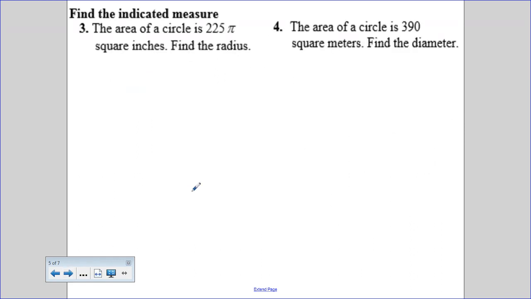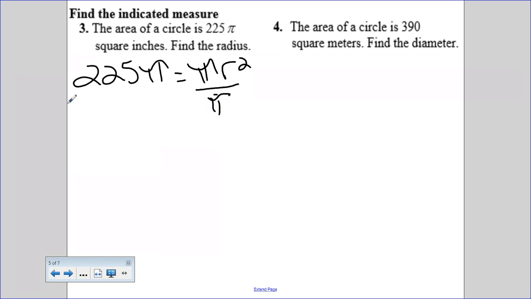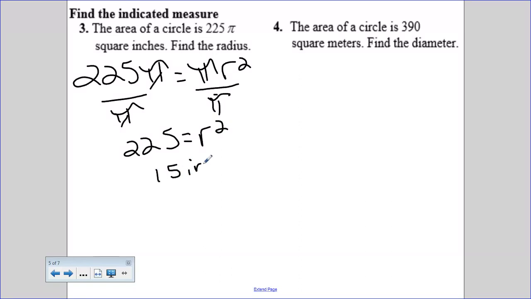All right, now we're going back to our area formula. The area of a circle is 225 pi, find the radius. Okay, so if my area, 225 pi, equals pi r squared. Well, I like this because when I divide by pi, the pi's go away. So I get 225 equals r squared. Hopefully you recognize that as one of our perfect squares. When I take the square root of both sides, I get 15. All right, that was good.